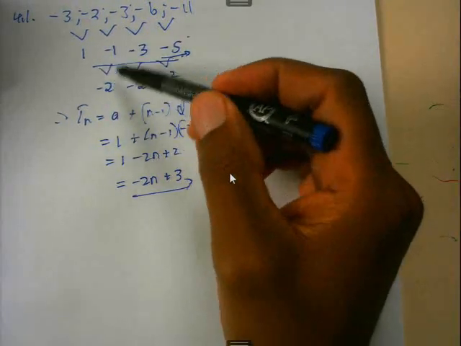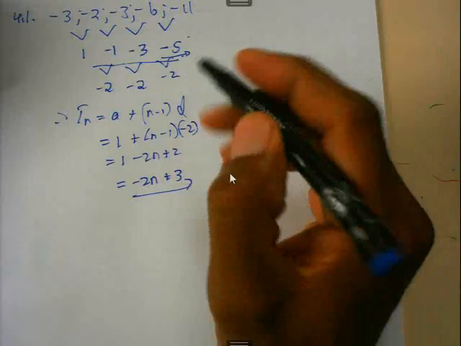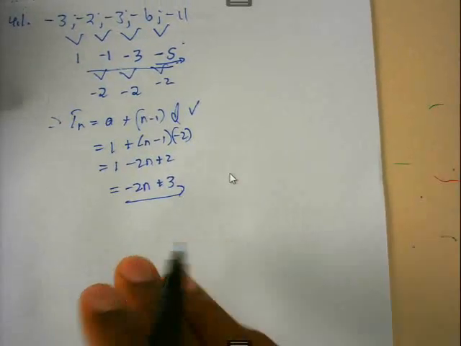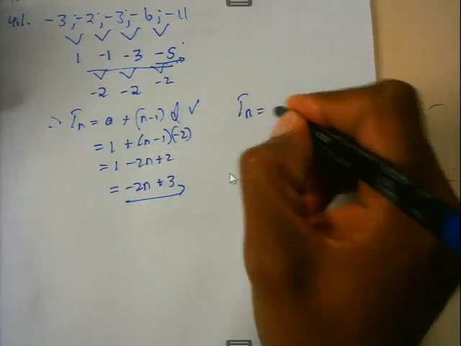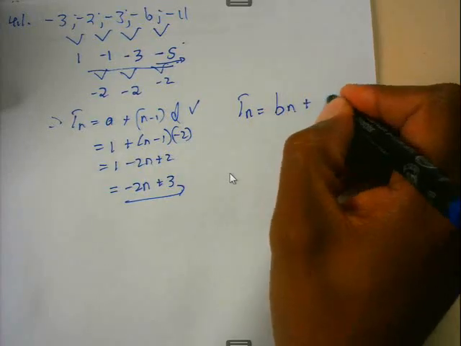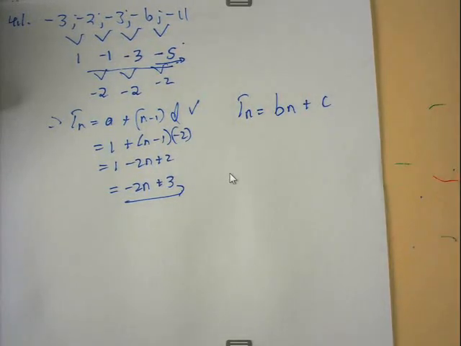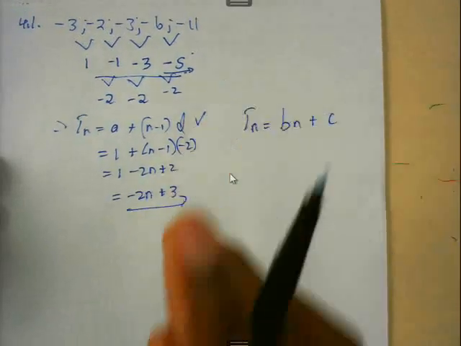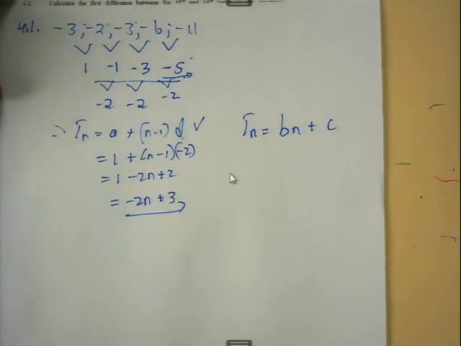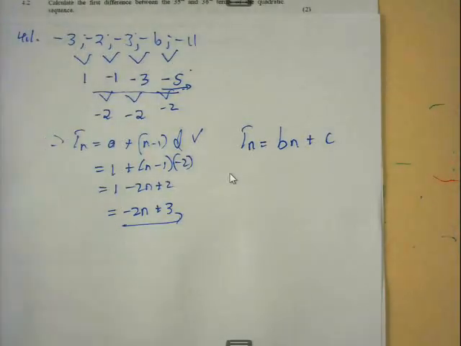Of course, boys and girls, the question is, why do we take this one? You need to have the difference. Once you have the difference, you'll be able to use the formula. One also, remember, we still have Tn equals Bn plus C. You can also use that formula, but I think this one is the easiest one to use.